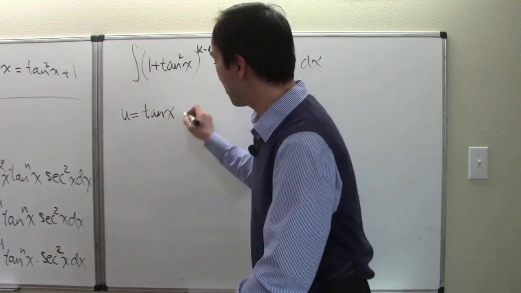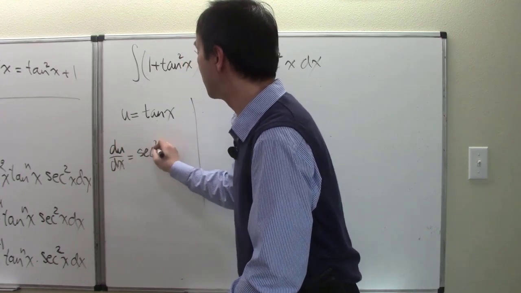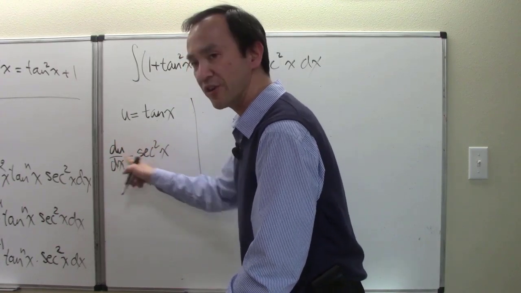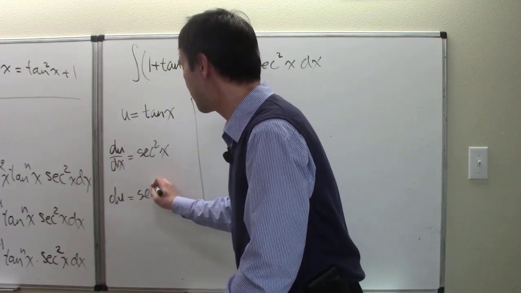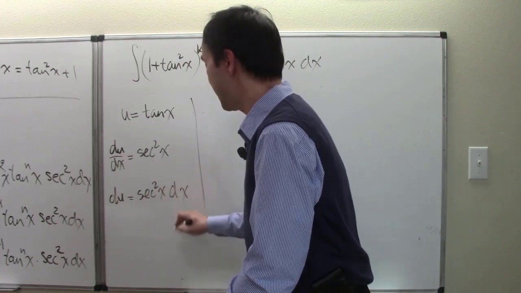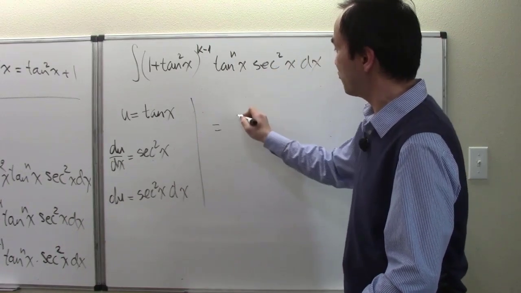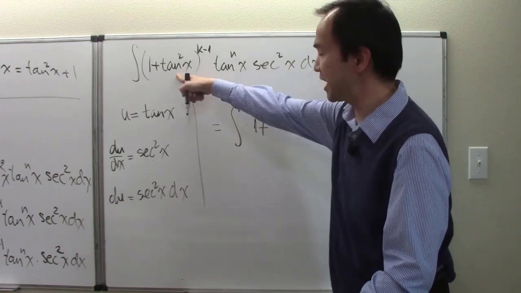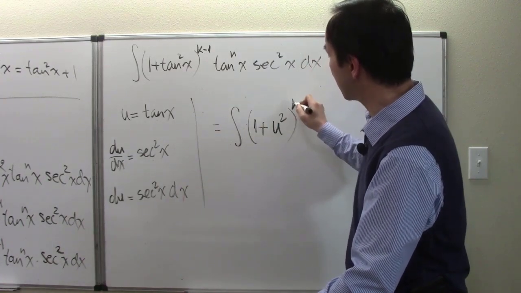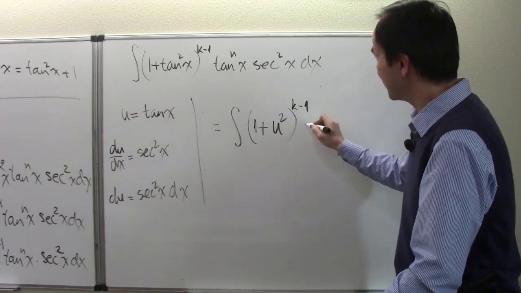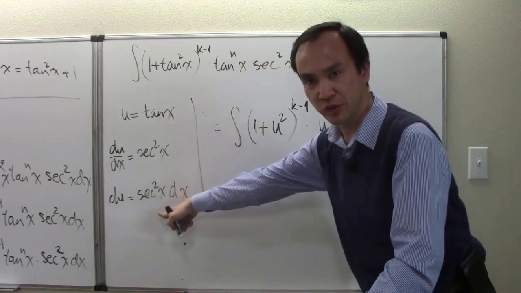And so in that way, consequently, du/dx will be secant squared of x, which after rearranging the differentials du and dx, I will get du equals secant squared of x dx. And so that will substitute for this. And so the integral in the next step will become 1 plus, so tangent is now substituted by u, so (1 plus u squared) to the power k minus 1 times u to the n, and the secant squared dx right here can be substituted by du.